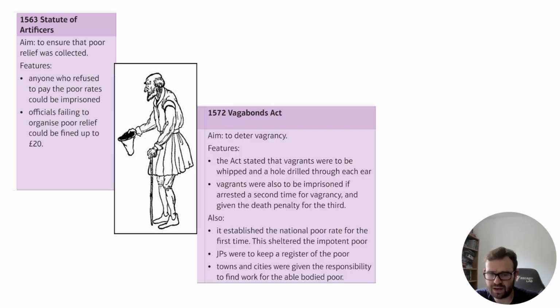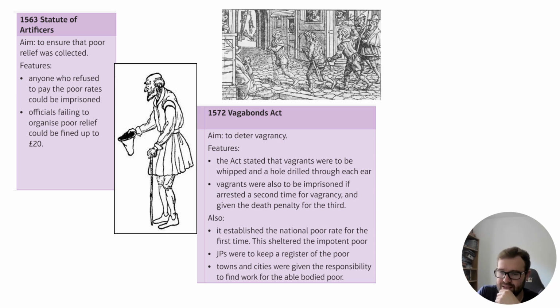The Vagabond Act. This was to stop vagrancy. Any vagrant was to be whipped and a hole drilled through each ear. Vagrants were then imprisoned if arrested for a second time, and death penalty for the third time. It also established the national poor rate for the first time. This sheltered the impotent poor. So again, a benefit system to help them out. Justices of the peace were to keep a register of the poor. Towns and cities were responsible for finding work for these able-bodied poor. So that was their role: right, okay, we need to get these guys into the system.